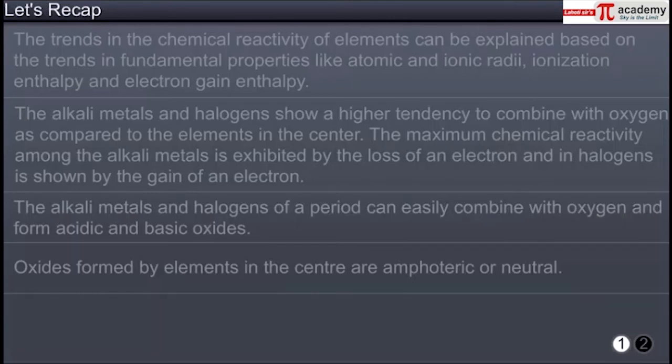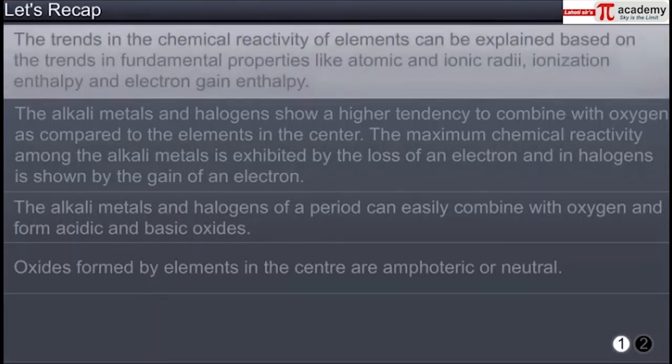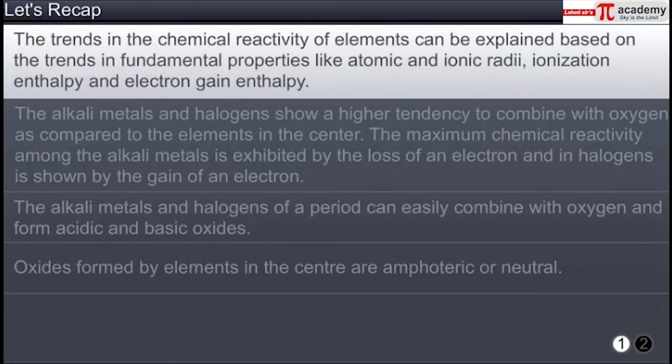You have now reached the end of this module. In this module, you learnt that the trends in the chemical reactivity of elements can be explained based on the trends in fundamental properties like atomic and ionic radii, ionization enthalpy, and electron gain enthalpy.